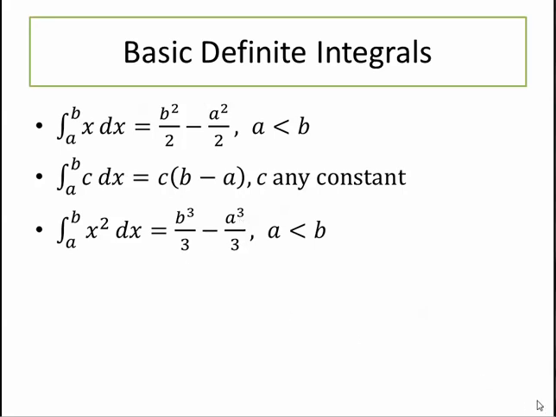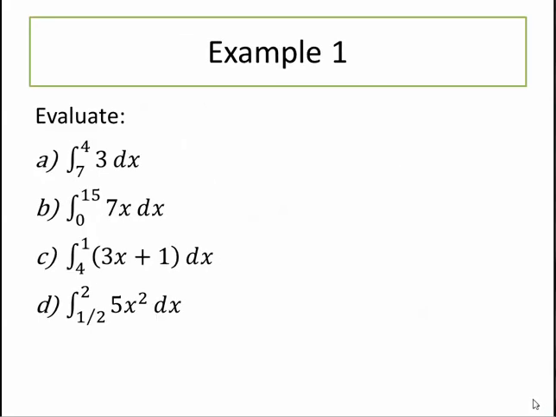Alright, so let's put all these rules together to actually calculate some definite integrals. We'll do these four here. And as you can see, what do we have? We have a constant function. We have a constant multiplying a function x. Here we have the function 3x being added to the function 1. And here again we have a constant multiplying a function. So let's see how to do that.